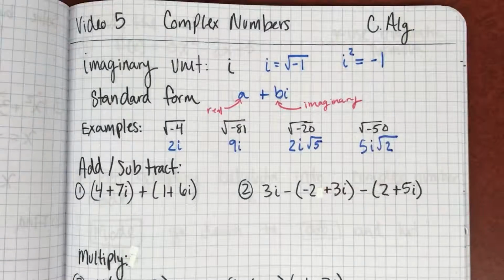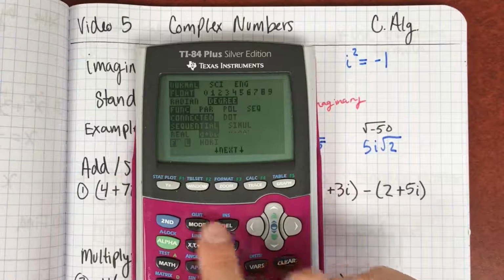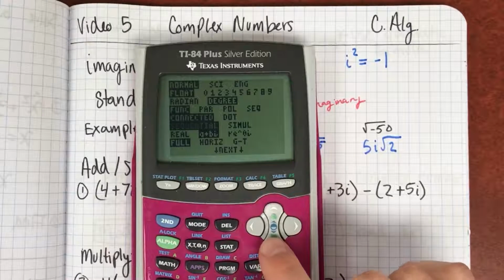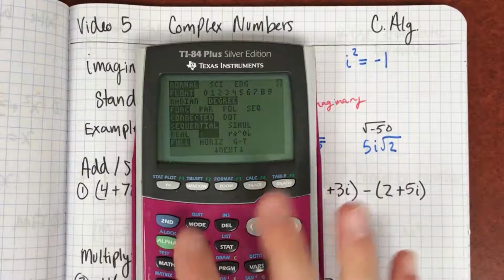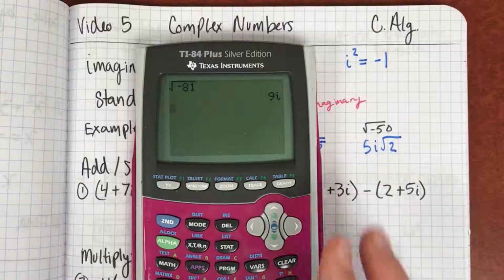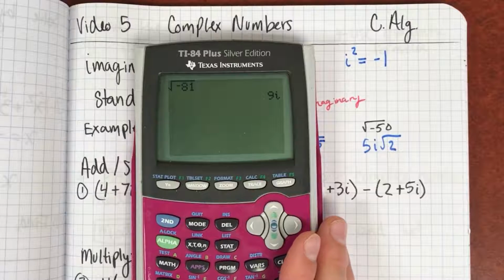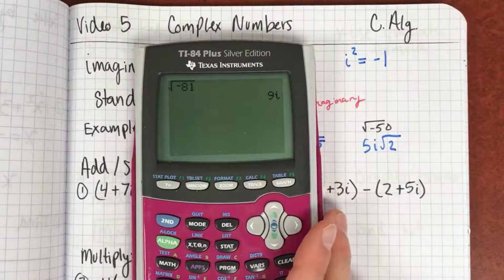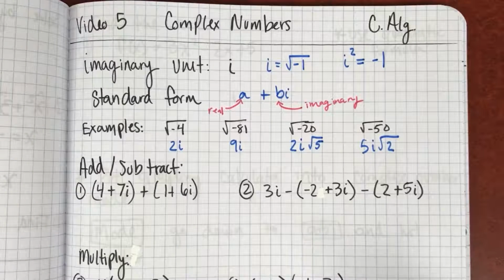Then I want to show you with your graphing calculators, if you go into your mode and make sure that this a plus bi is highlighted, then that means your calculator will have the imaginary unit. So if I took the square root of -81, it would tell me that it's 9i. This is good to check your answers. Today in these notes, though, for the most part, we're going to be working out these problems by hand.